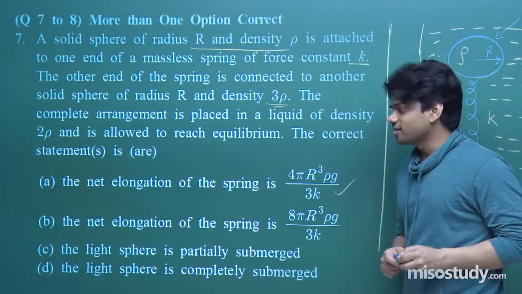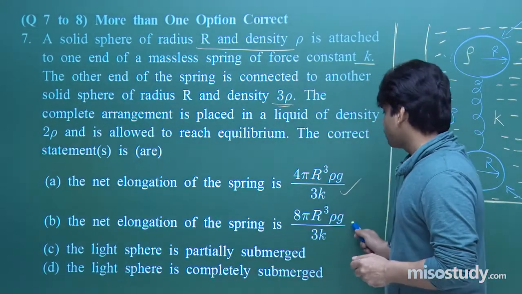Yes, this is the answer that's matching. The net elongation of the spring is 8 pi r cube rho g by 3k. No.